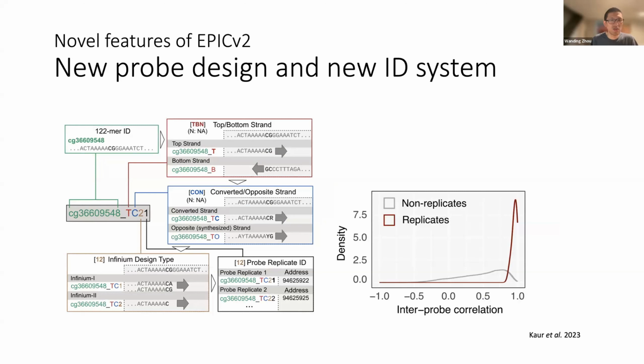And then lastly, I just want to show this because this is a frequently asked question about this new probe ID that is introduced to EPICV2 and the mouse array. Previously the CG number is 122 mer. It's not a unique description of the probe sequence. So we added those suffixes, and those suffixes could indicate the fully described design, including the top and bottom and which strand is bisulfite converted. And then the replicate probes have a high interprobe correlation compared to the non-replicate probes.